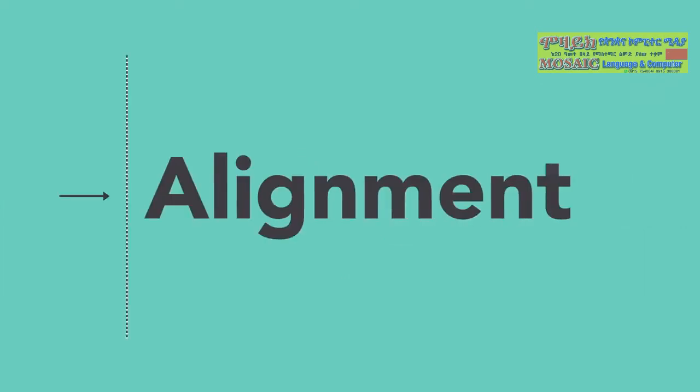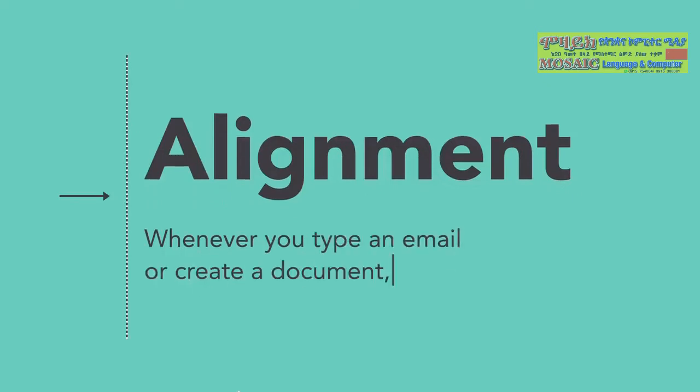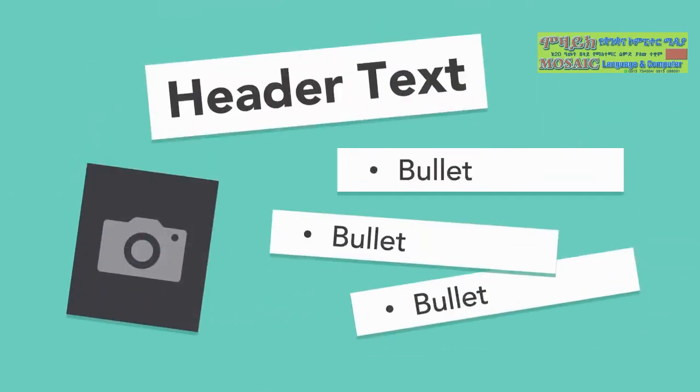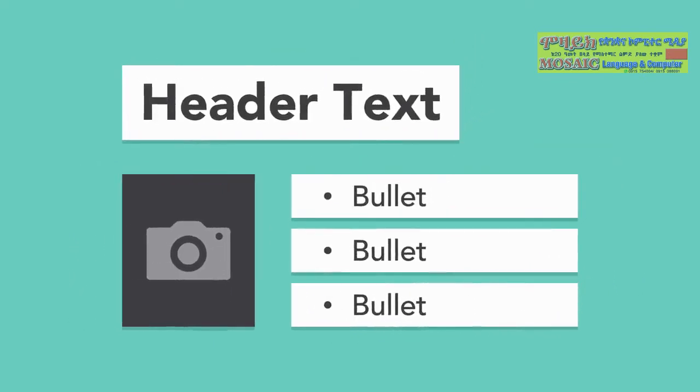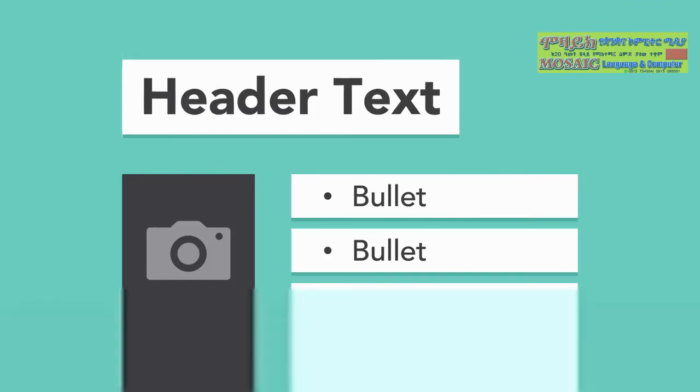Alignment is something you deal with all the time, even if you don't realize it. Whenever you type an email or create a document, the text is aligned automatically. When aligning objects by yourself, for instance images or separate text boxes, getting it right can be tricky. The most important thing is to be consistent. Let's take a look at what that means.